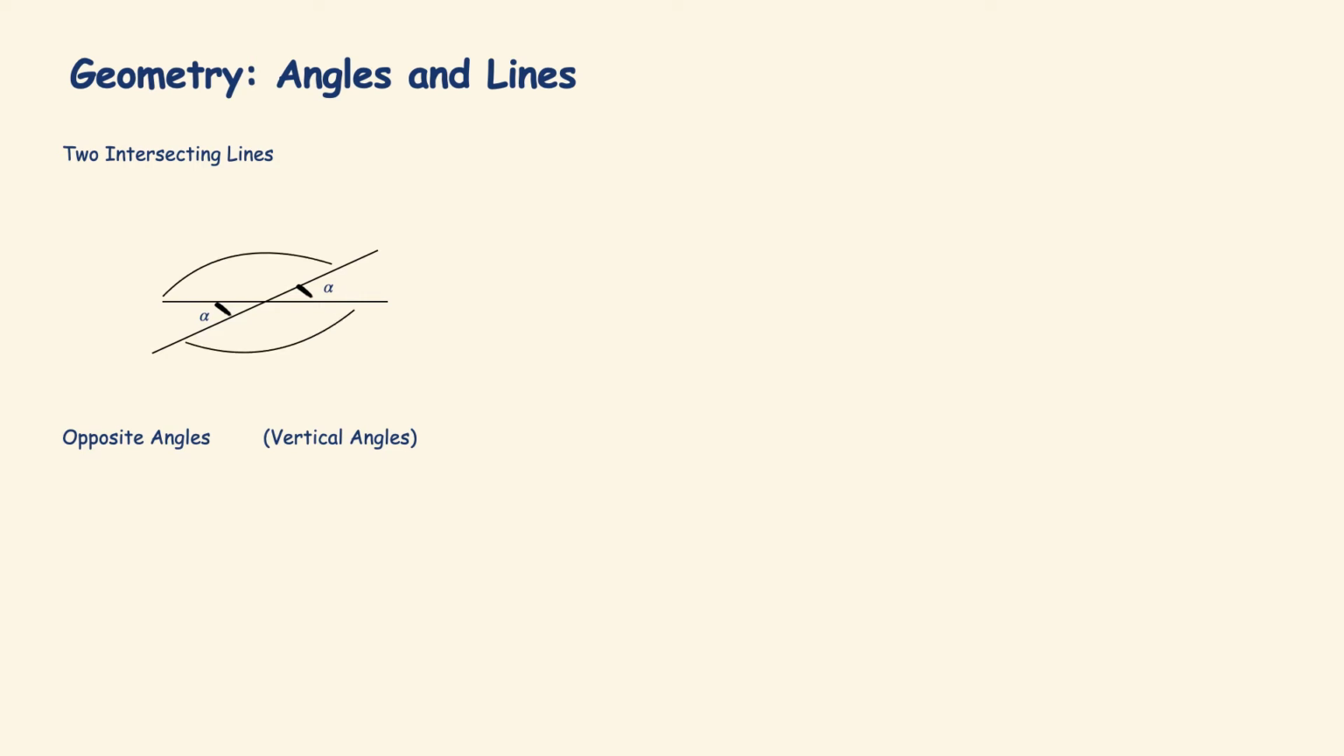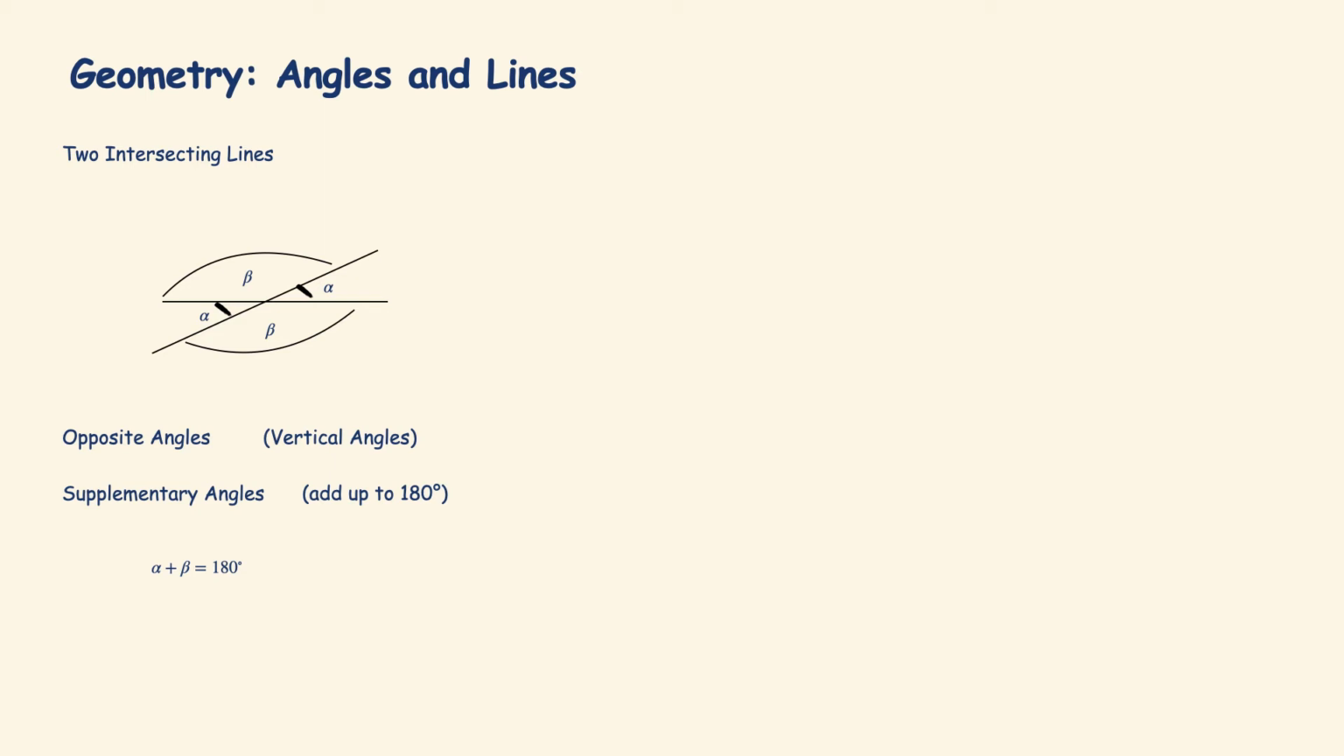Now, there's another pair of opposite angles here. I can call them beta. They too will be equal to each other. Not only that, but we also note that if we add alpha and beta, they have to add up to 180. In geometry, they're called supplementary angles. In other words, they add up to 180 degrees. So here I'll write alpha plus beta is equal to 180.